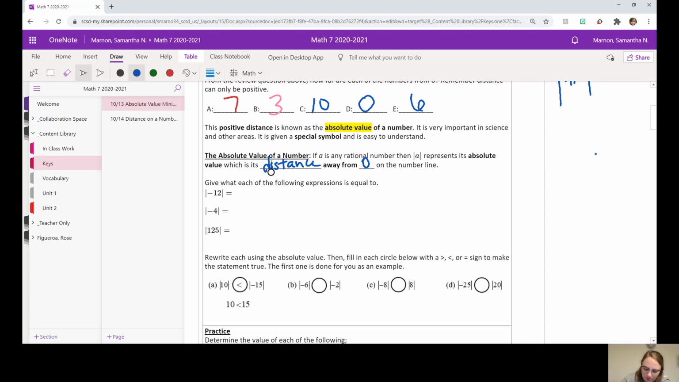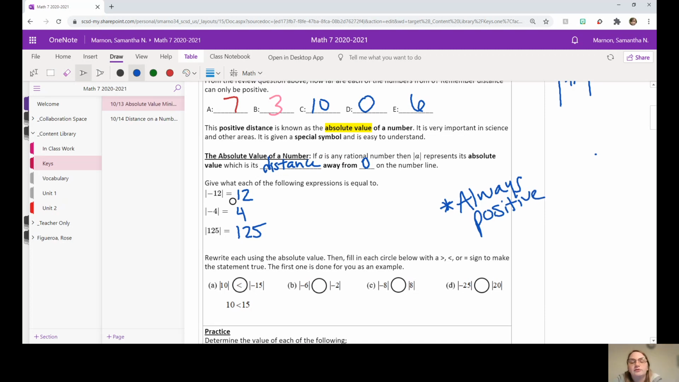So it says give what each of the following expressions is equal to. So we have the absolute value of -12. How far away is -12 from 0? Well, it's 12 away. The next one, absolute value of -4. How far away is -4 from 0? It's 4 away. And then the last one, the absolute value of 105, that's still 105 away. So something that we need to make a note here, absolute value is always positive. It's not the opposite, so you're not going to flip back and forth. The absolute value of -12 is 12, but the absolute value of +12 is also +12. It's always going to be positive.